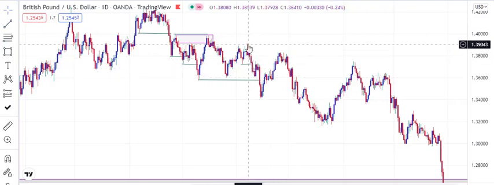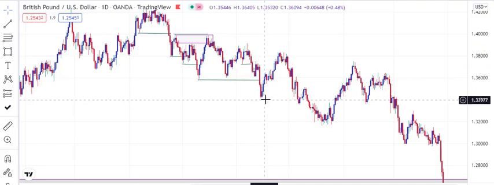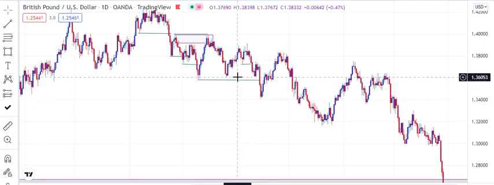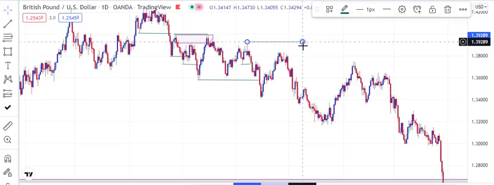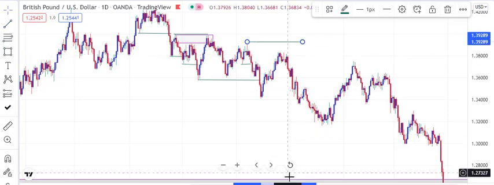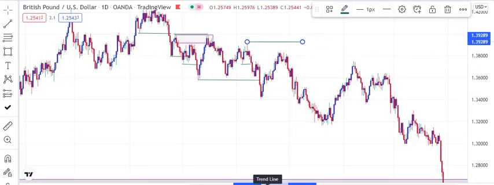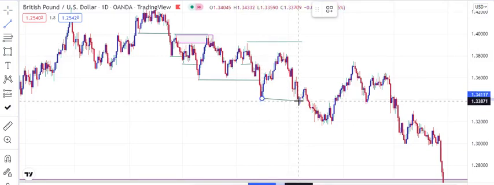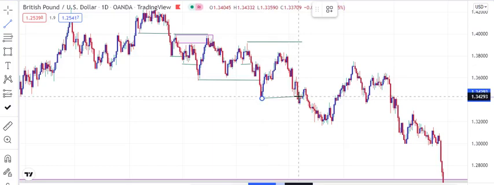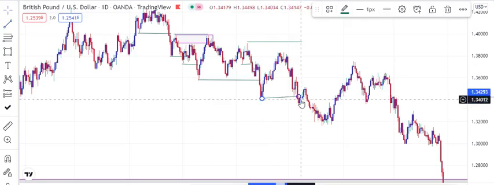Now this is the high that gave rise to this low that broke structure. All right, so this becomes your swing high. Very simple method, very simple way of analyzing your trend. That's your high, and this is your low here. That's your high and that's your low.